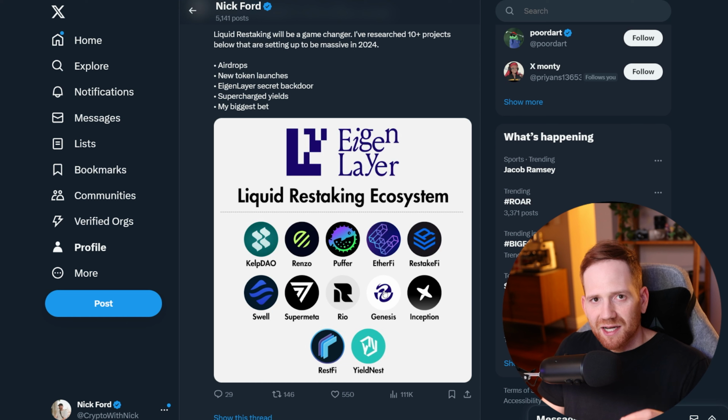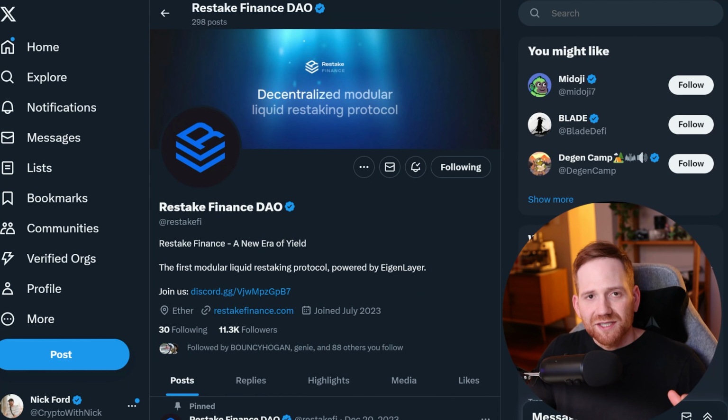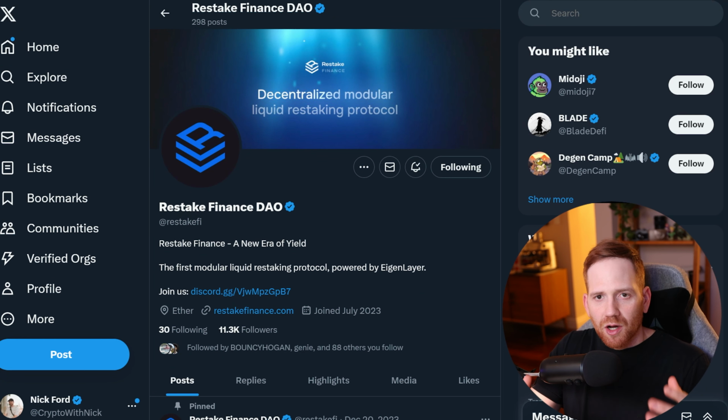Many of them do not have a token yet, but I do want to talk about one that does. This is going to be Restake Finance, a modular liquid restaking protocol. And they just completed their audit with Open Zeppelin, which is a top auditor in the crypto space. And they're looking to go live with Mainnet, I believe, on February 5th.